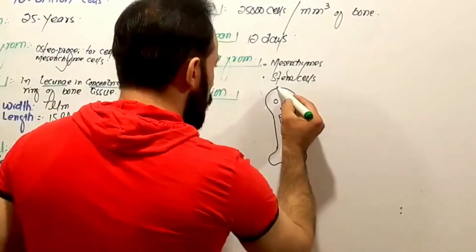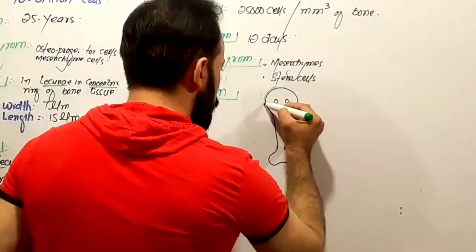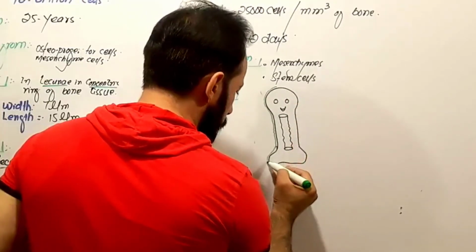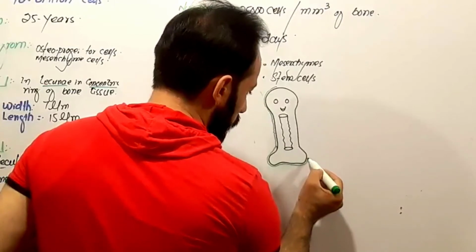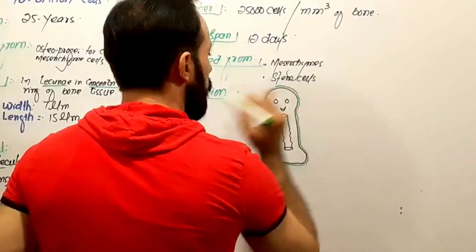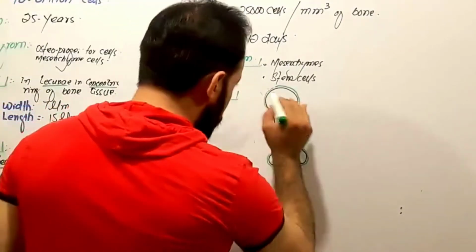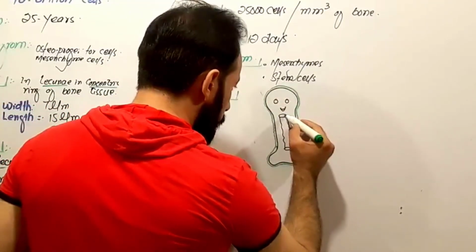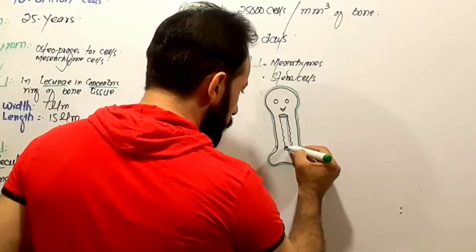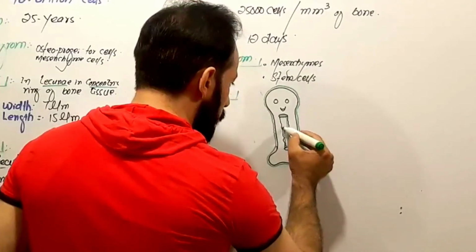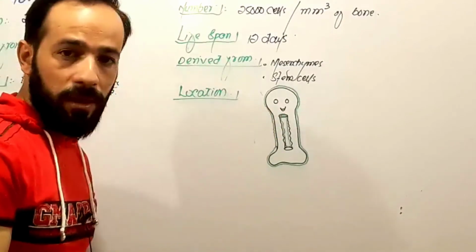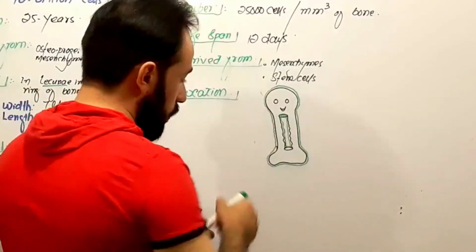And now look, around this bone there is a connective tissue membrane, which is called the periosteum. Periosteum means around the bone, and the same membrane is present in this medullary cavity, where we call it the endosteum, right? Okay, so this is a protective membrane. This membrane is called periosteum.